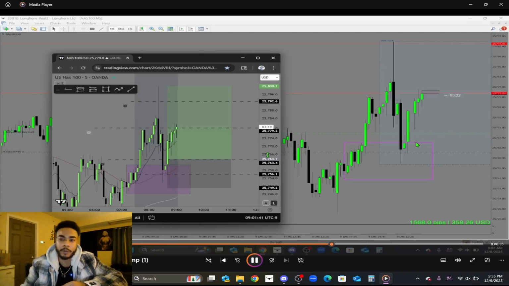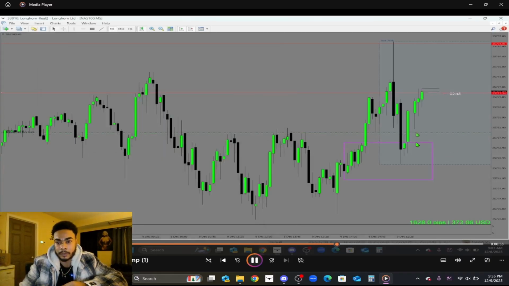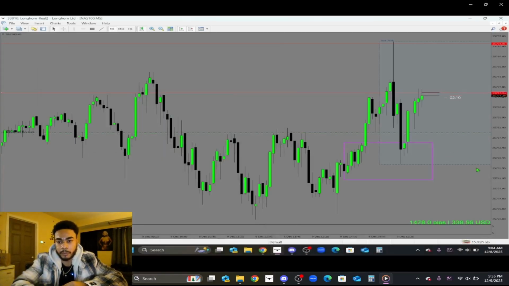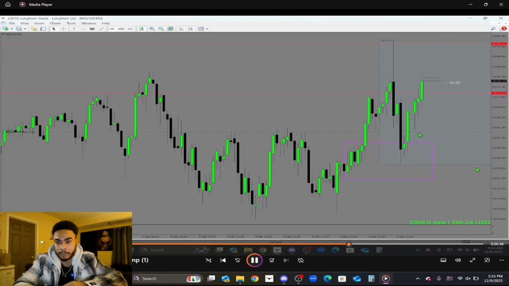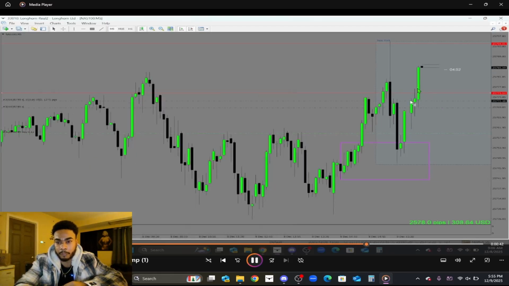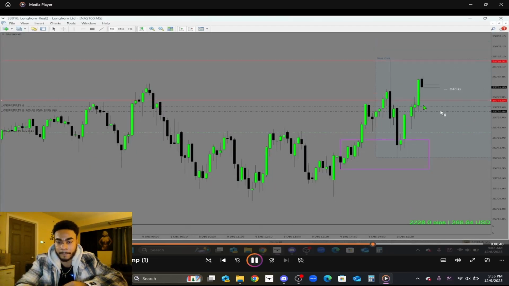So I waited for price to come back up. I started breaking even right here. I broke even the trade. I put my stop loss there. So price pushing, I closed out half. When price was pushing, I closed out half when price came above this candle high.